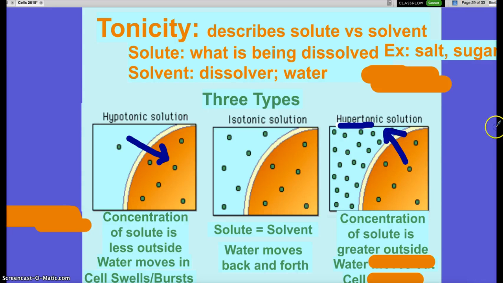Good. Remember that the blue arrow is water. What's going to happen to my cell? It's going to shrivel up, shrink.